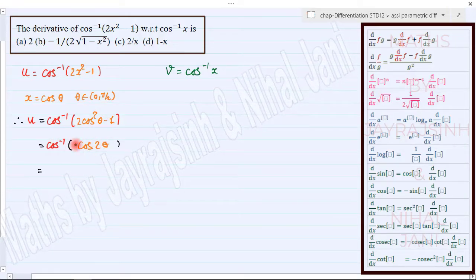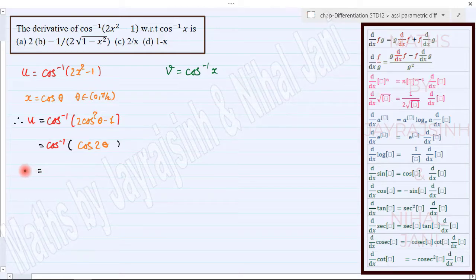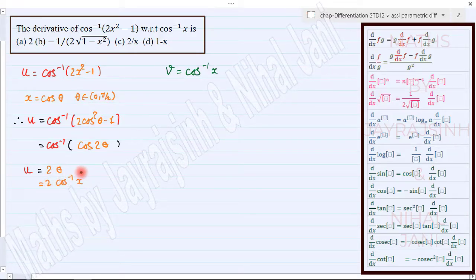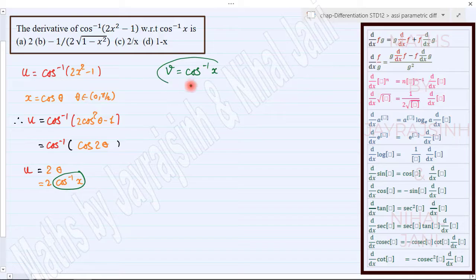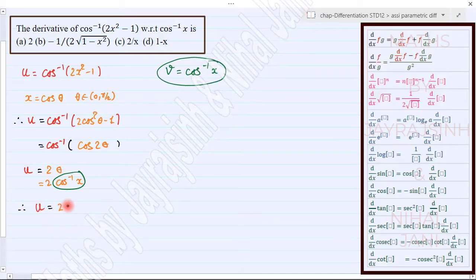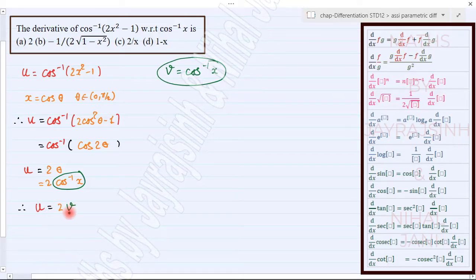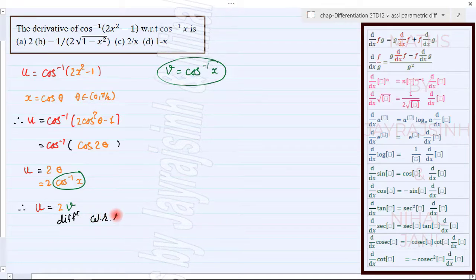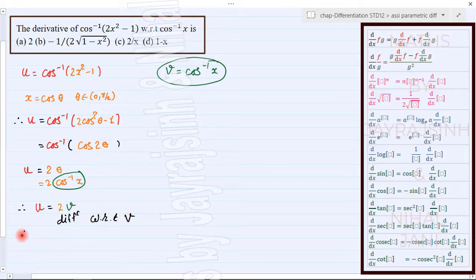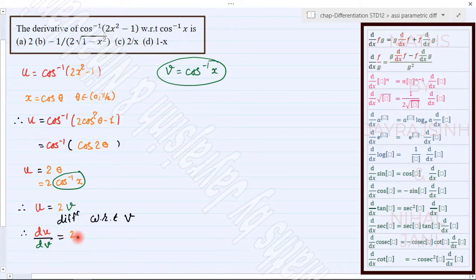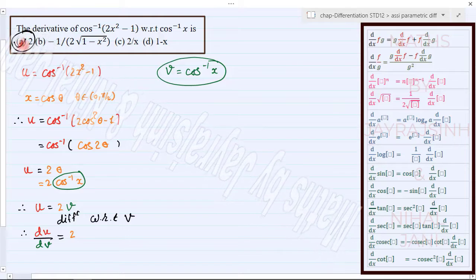Now, cos inverse and cos are inverse functions of each other. So we will get u is equal to 2 theta, or we can say 2 times cos inverse x. We already have cos inverse x is equal to v. So here we get u is equal to 2 times v. Now to get du by dv, we have to differentiate our equation with respect to v. So we will get du by dv is equal to 2, which is given in option A. Ta-da!